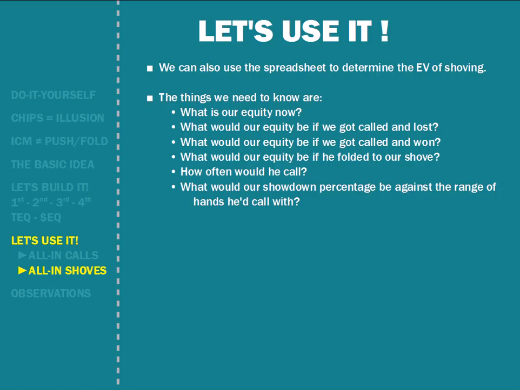But we also need to know, since we're shoving and he has the ability to fold or call, what would our equity be if he folded? How often would he call? What would our showdown percentage be against the range of hands that he would call with? So we can figure all that out.